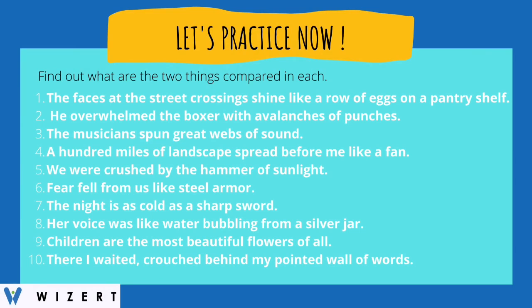Let us do another exercise using the same examples. Here are the 10 sentences given again. In this, find out what are the two things compared in each. Now you know which ones are similes and which ones are metaphors. Your task is to find out which are the two things conveyed in each sentence.